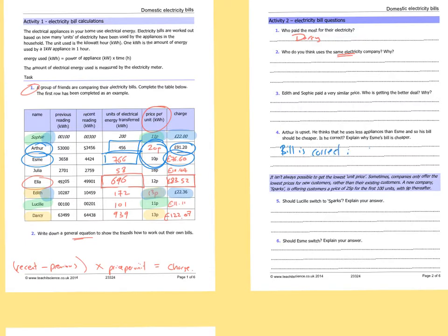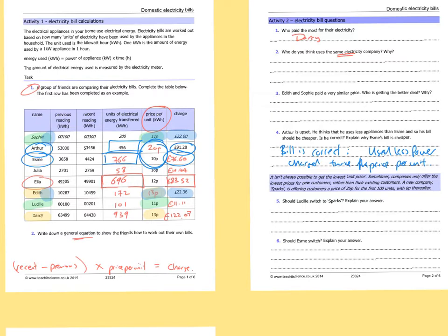He's also correct in that he has used less power. But the difference is he is being charged by his company twice the price for each unit that he uses. So basically, Arthur should switch companies as soon as he can.